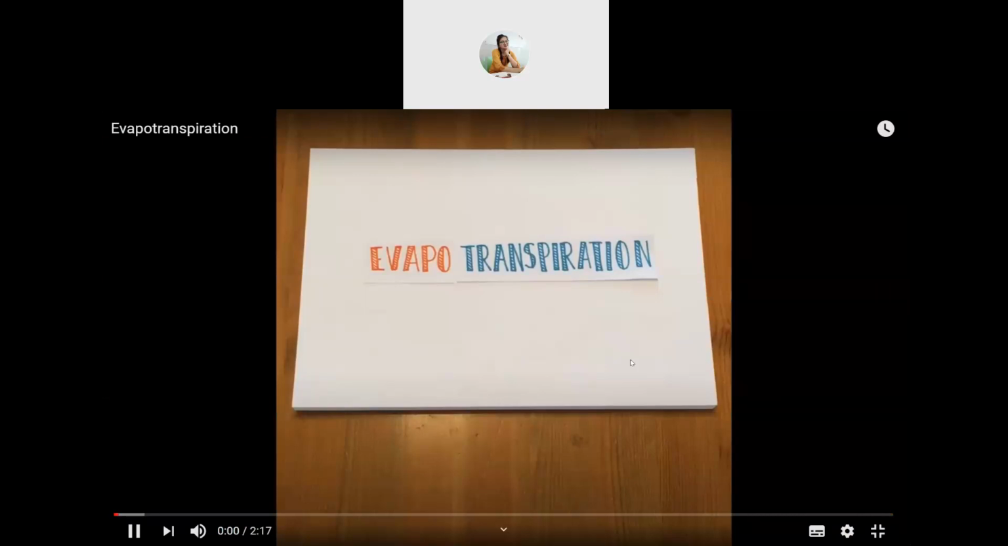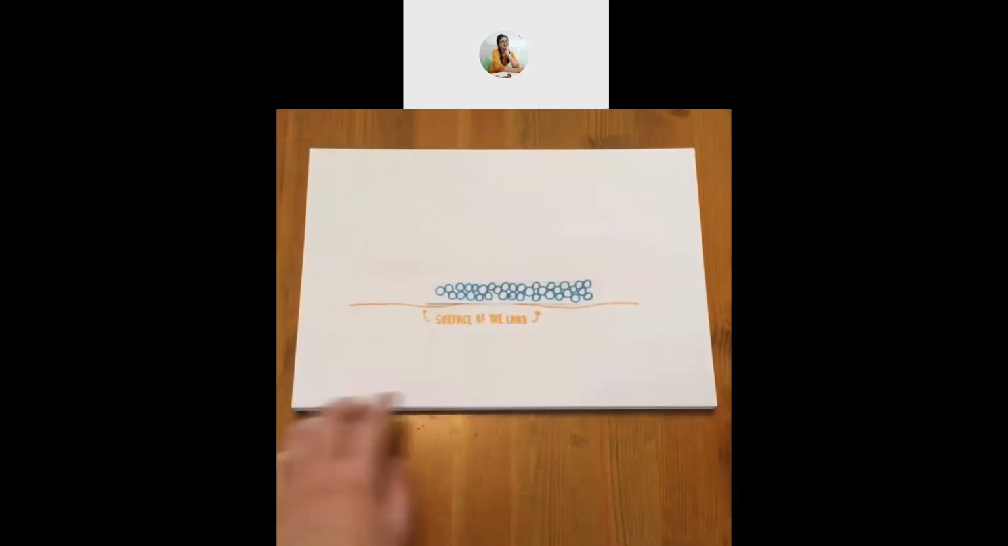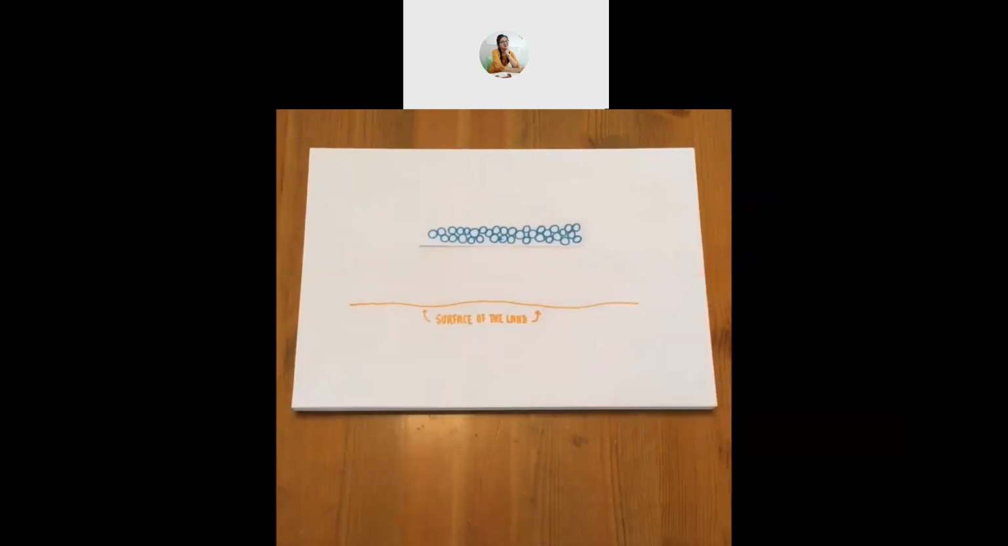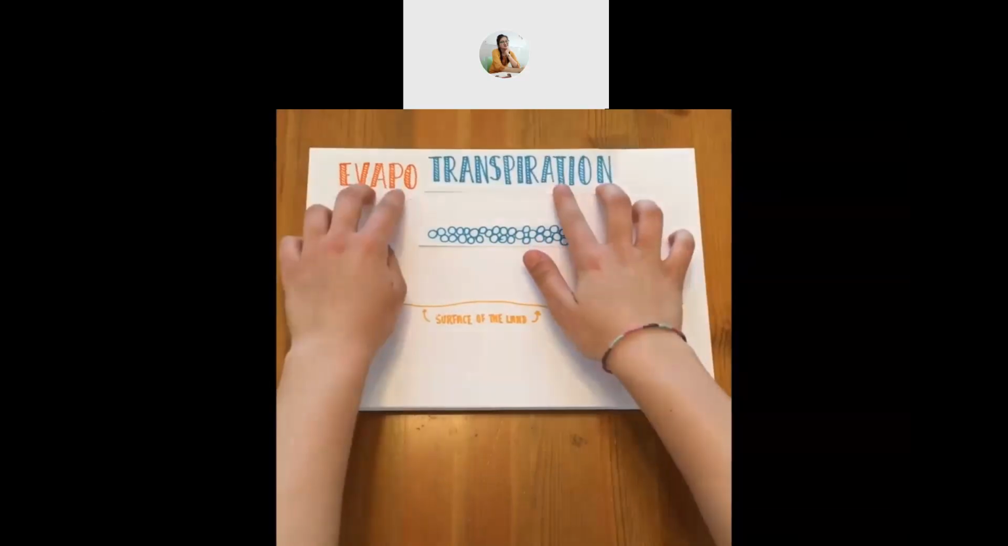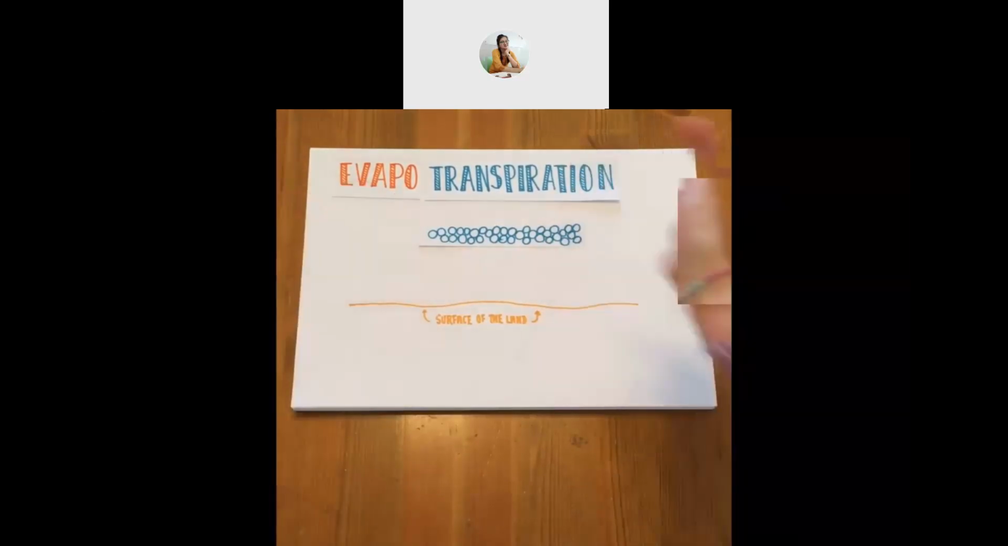Evapotranspiration sounds kind of complicated, but it's actually really simple. It's basically just all the water that's lost from the surface of the land. And this loss happens through two processes. One, evaporation, and two, transpiration. Hence, evapotranspiration.